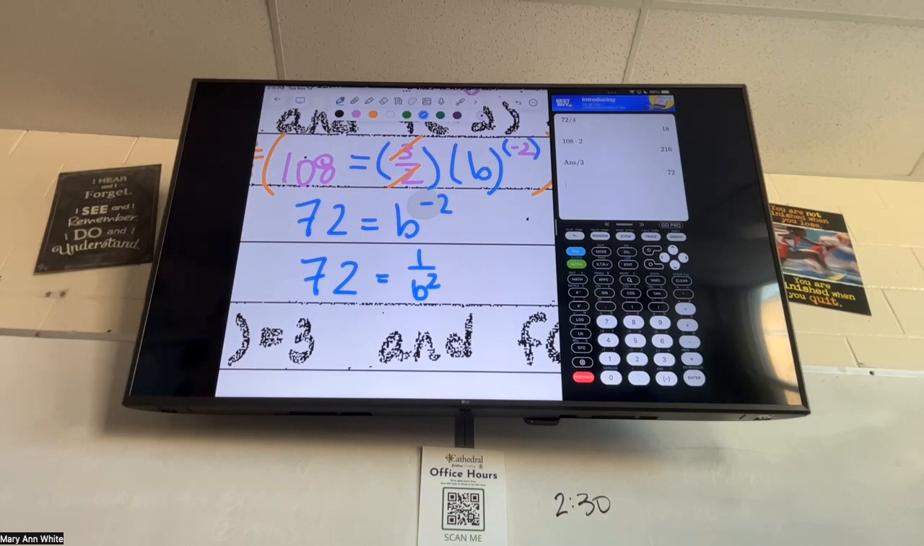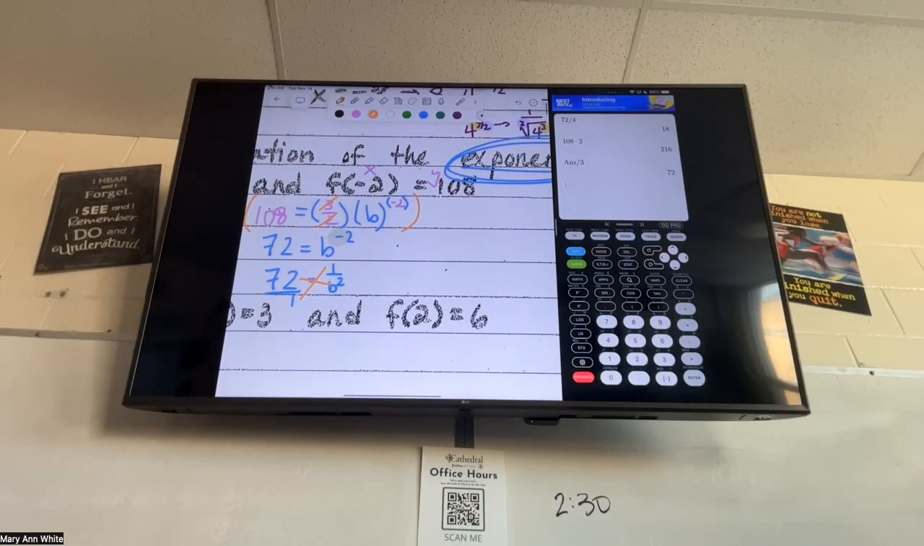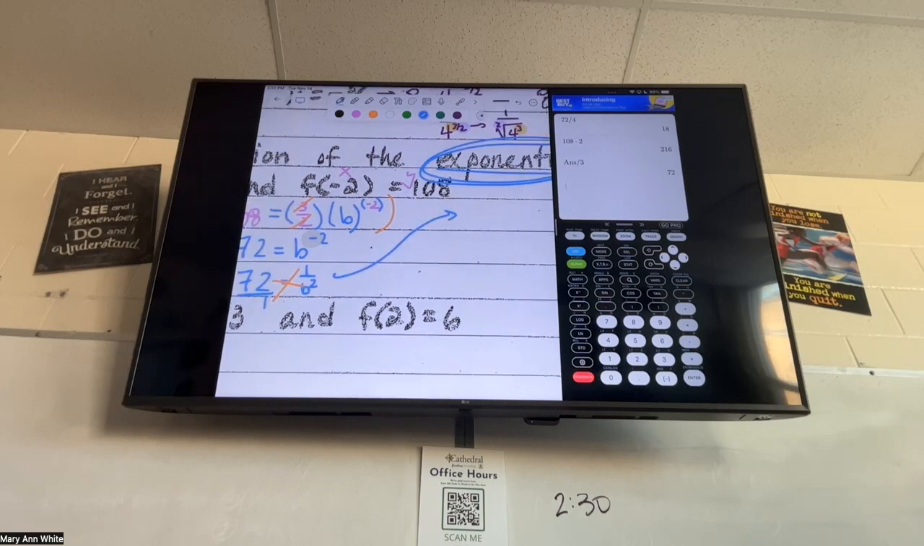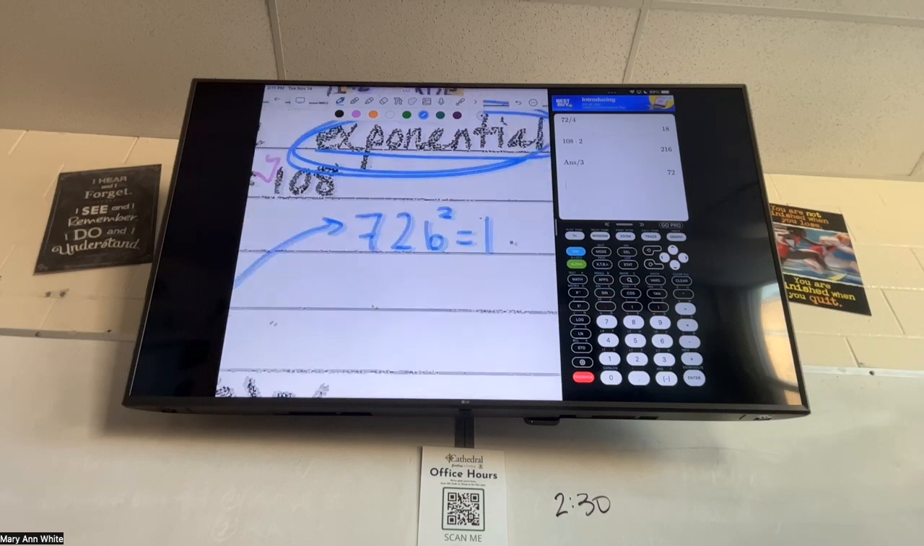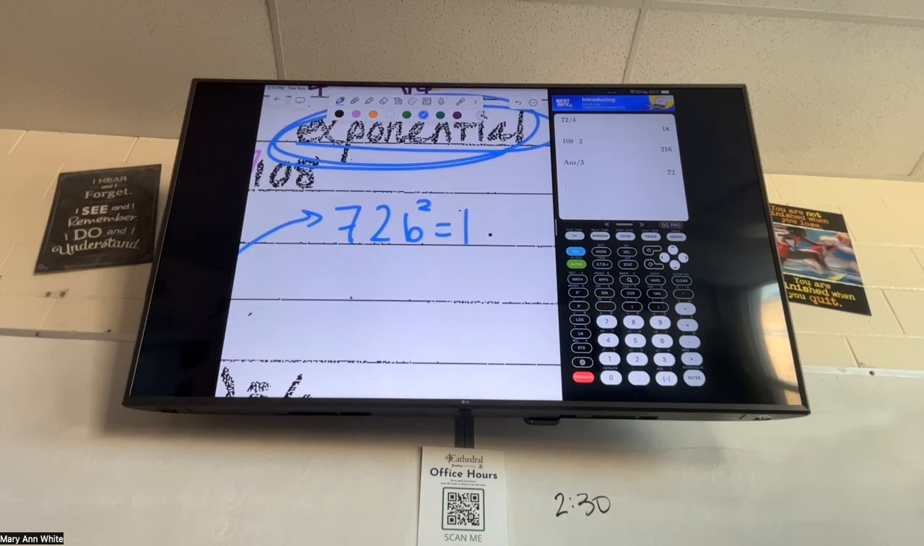The easiest way of dealing with this is now making it a cross multiplication problem. So I can think of this as 72 over 1, and I can cross multiply 1 times 1 and 72 times b squared. I'm running out of space, so I'm just going to jump up here to write some more. Everyone's with me? 72 times b squared equals 1. Then what do I do next? How do I get b squared by itself? Divide by 72. So b squared equals 1 over 72.